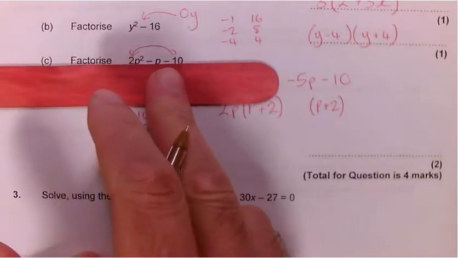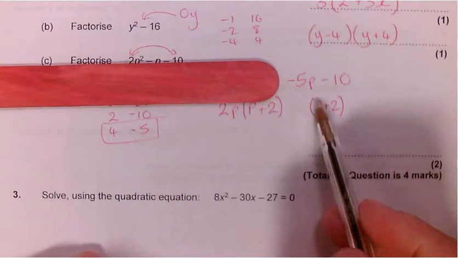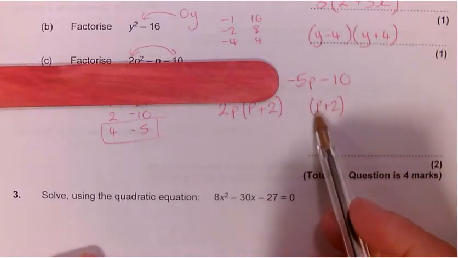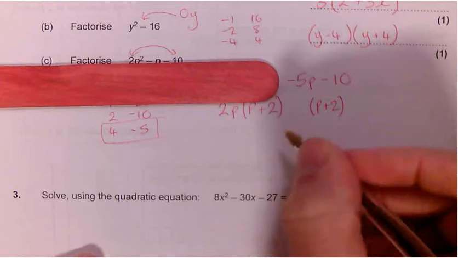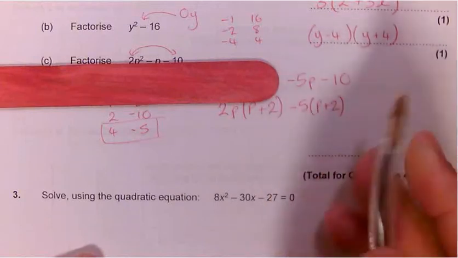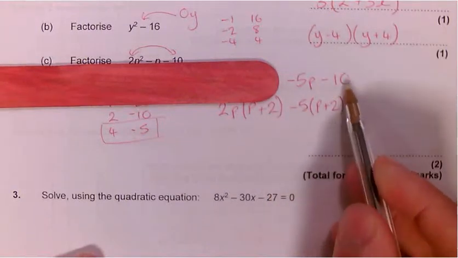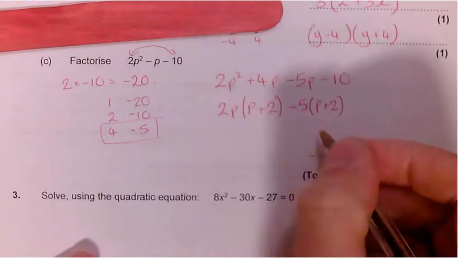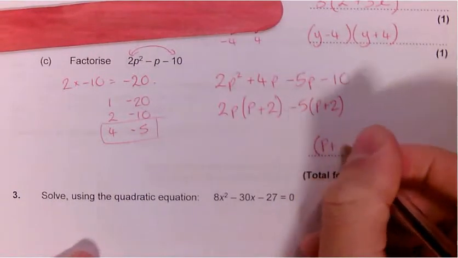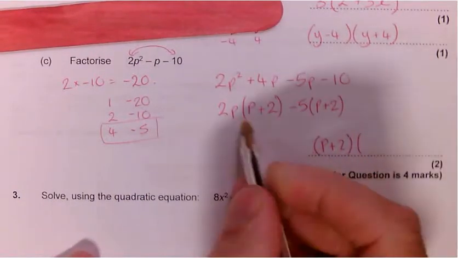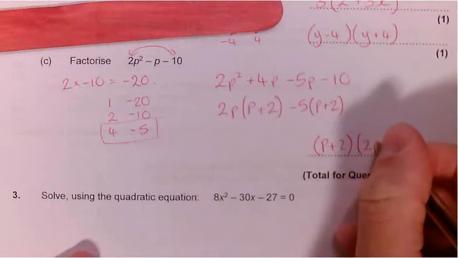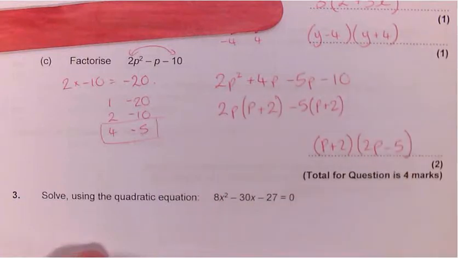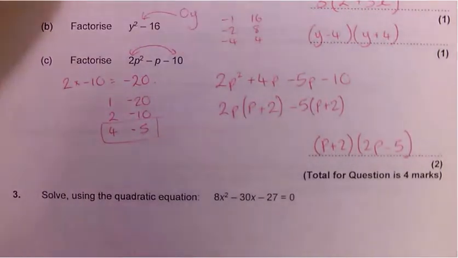And I'm going to look at it and I'm going to go, how can I factorise this to make p plus 2? What do I multiply p by to make minus 5p? Well, I'm going to have to do minus 5. And if I look at it, minus 5 times 2 makes minus 10. Perfect. This means my final answer is going to start with p plus 2 in brackets, and in the next brackets I'm going to have 2p minus 5. And that's the answer to that one. 2 marks.